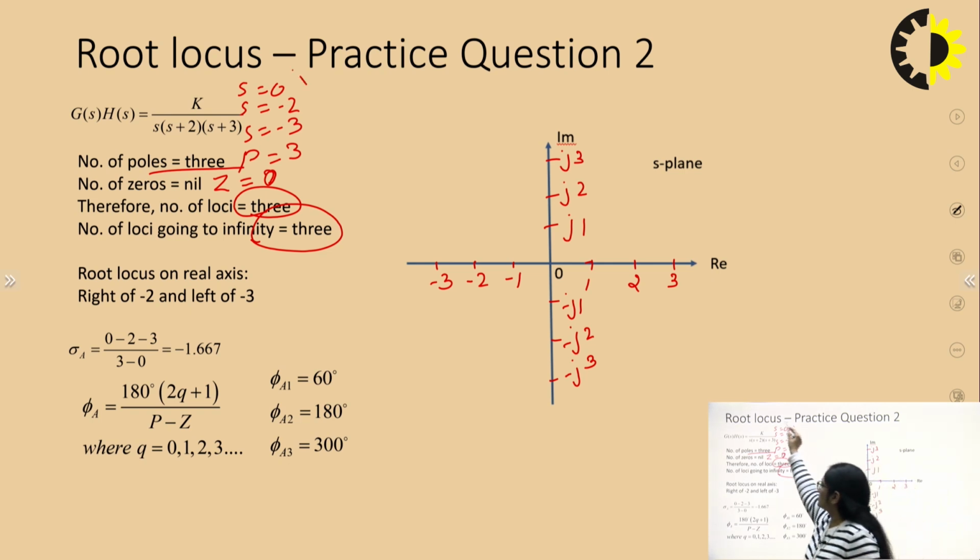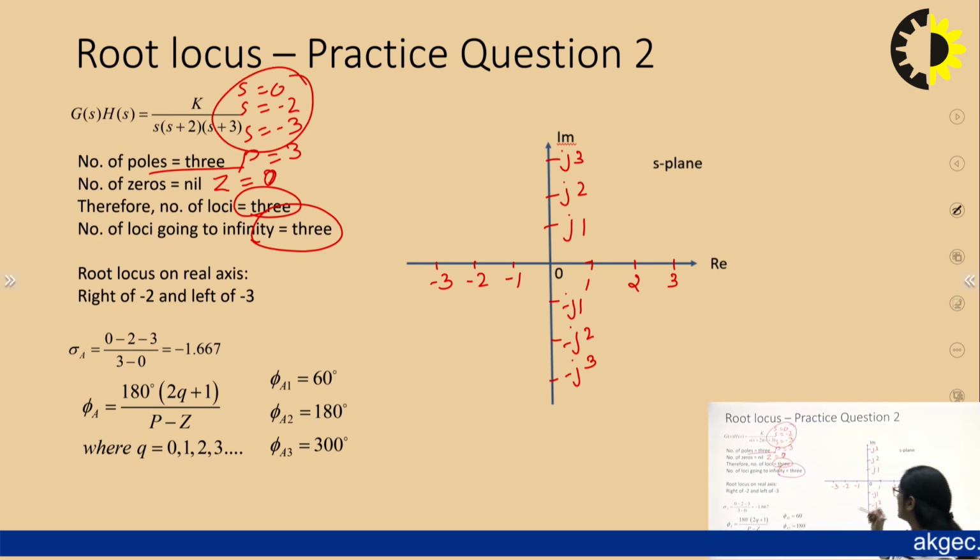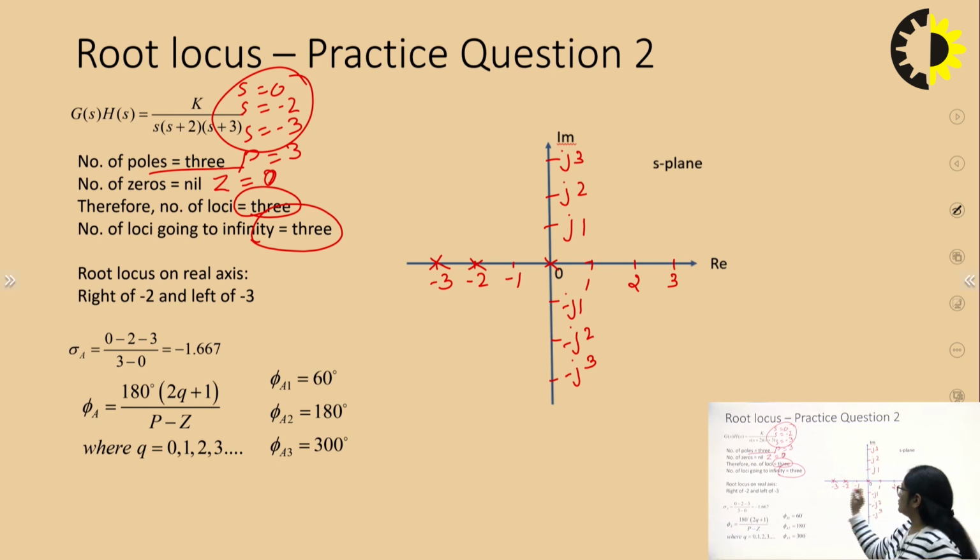So, we are going to mark these poles at S is equal to 0 and -2 here and -3. There are no zeros in the system, so the number of poles have been marked. Now, where on the real axis lies the root locus?